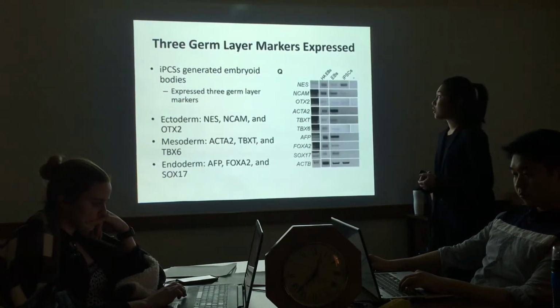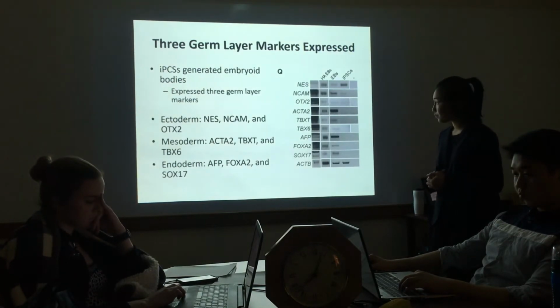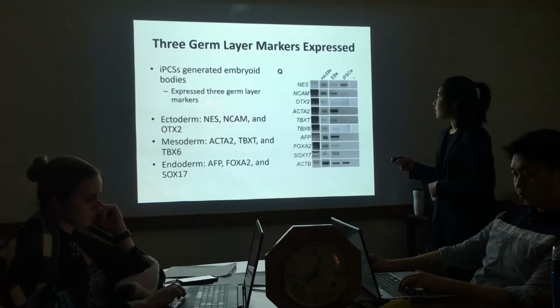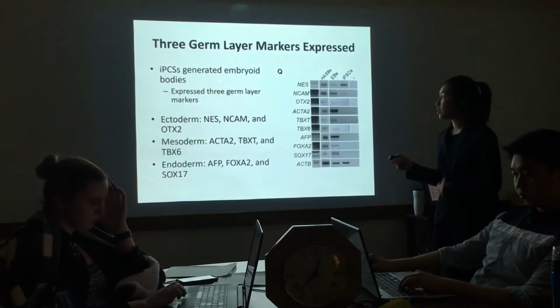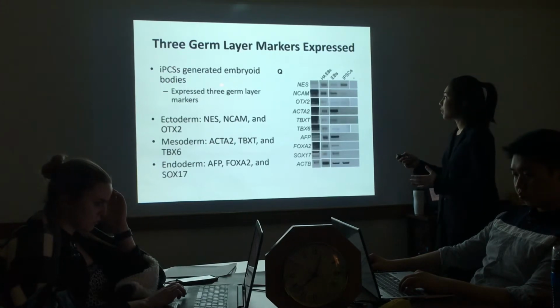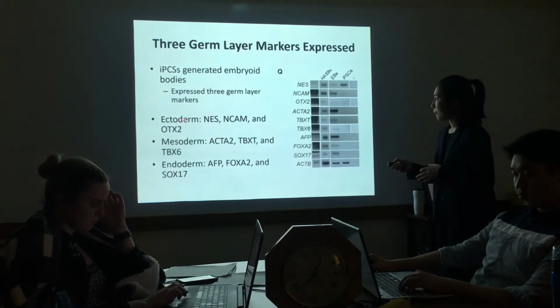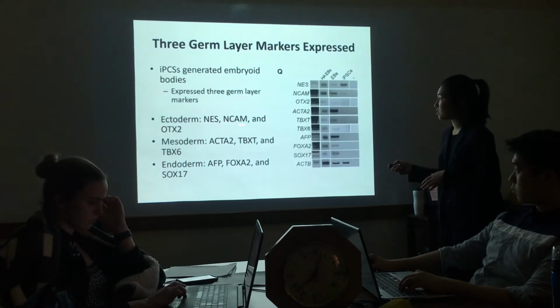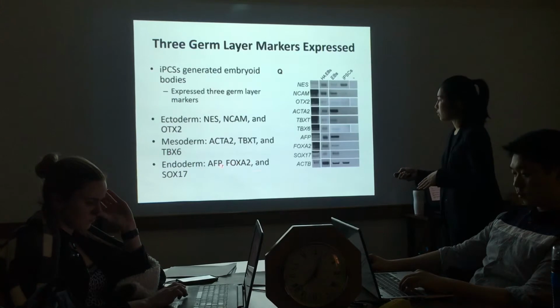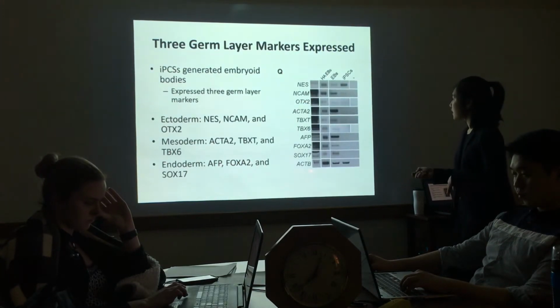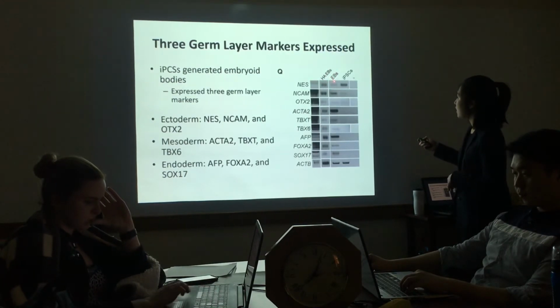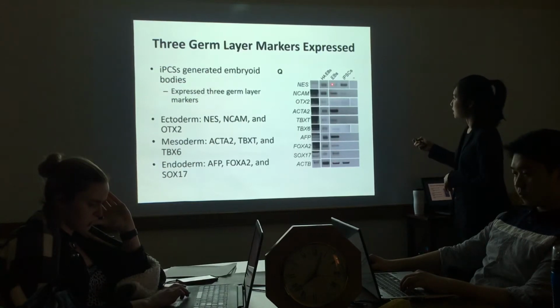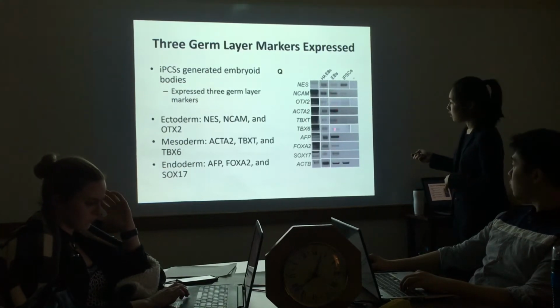Also, they were able to notice that 3 germ layer markers were expressed. They noticed that the iPSC they generated produced embryoid bodies, which expressed 3 germ layer markers: ectoderm, mesoderm, and endoderm markers. And these are all the lists of ectoderm, mesoderm, and endoderm markers. All these were tested to see if they were expressed. And as you can see in the EB column, which is the embryoid body, all bands are present. Some of them are a little faded, but they are definitely present in there.